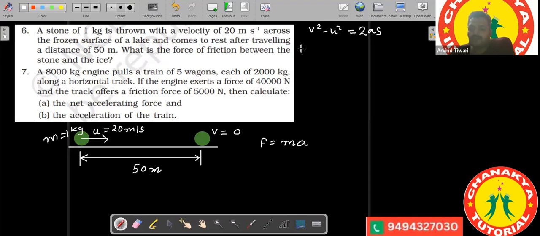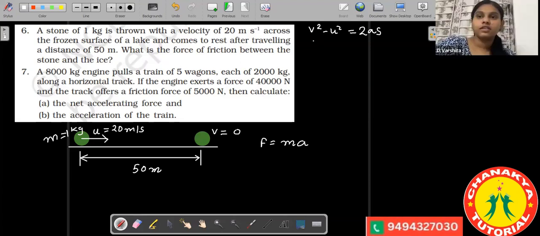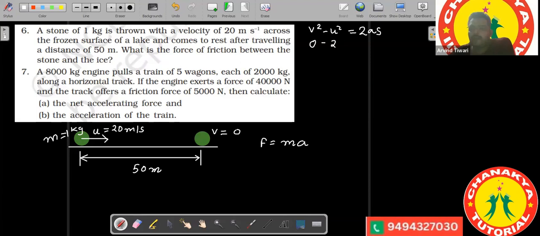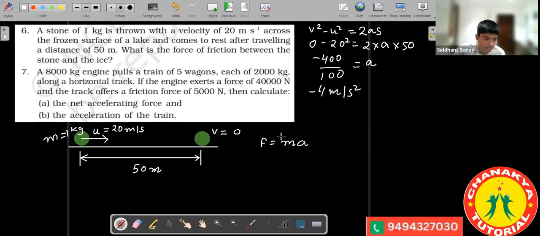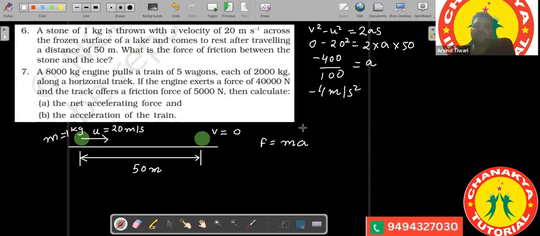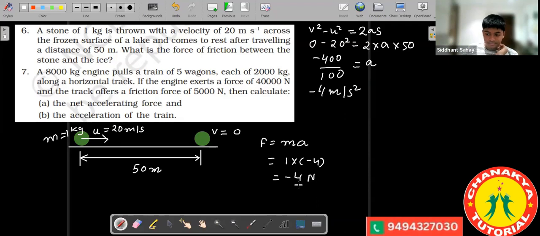Varshita, what happened? You didn't get the answer? Sir, I found the answer, sir. 4 newtons. Okay. It's -4. Using v squared minus u squared equals 2 times acceleration into displacement, with displacement 50, it's minus 400 divided by 100. So acceleration is -4, and your force is 1 into -4. So that is also -4 Newton. Okay. So everyone got this answer, -4? Yes, sir. Okay. Now try the next one.